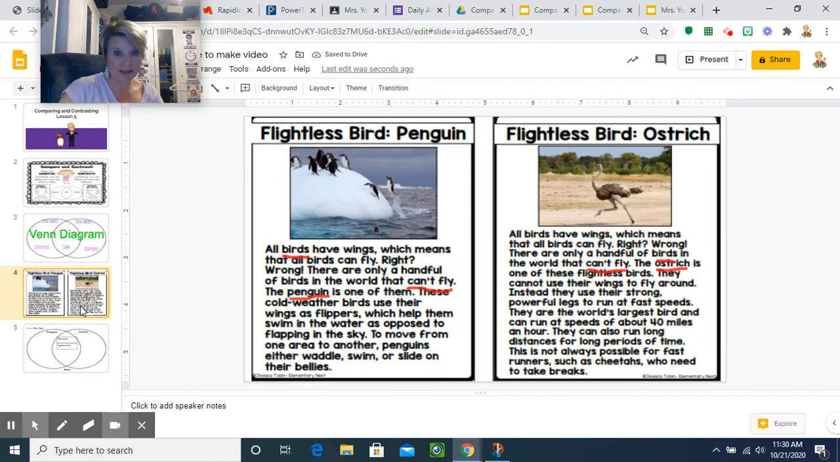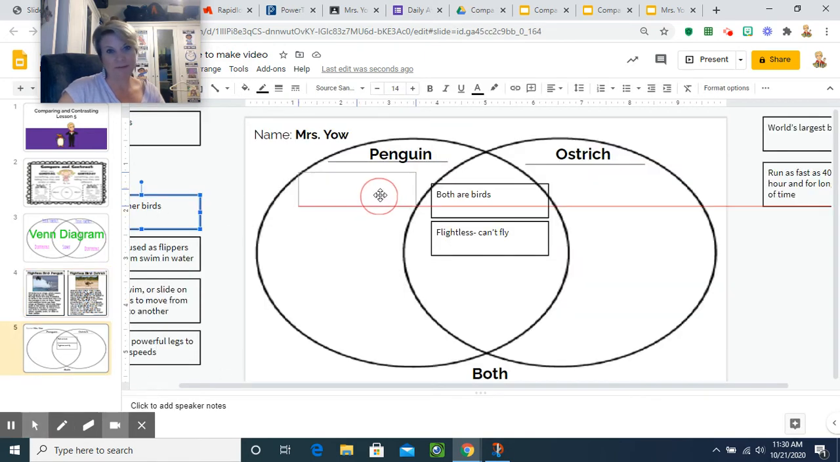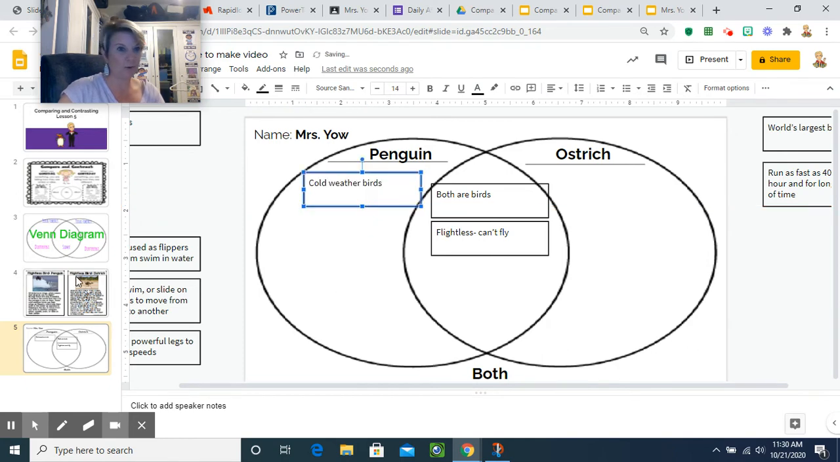All right, let's look back again. My next one, cold weather birds. So the penguin is a bird that, whoa, Miss Yao, that was terrible right there. Let's try that again. The penguin is a cold weather bird. Oh, much better. All right, so let me go back to my Venn diagram, and I'm going to put that the penguin is a cold weather bird.